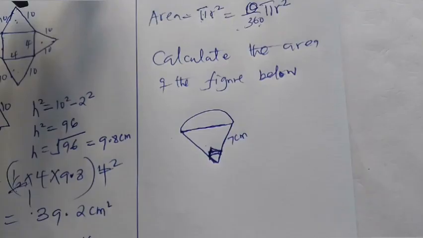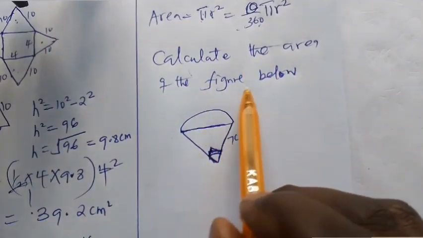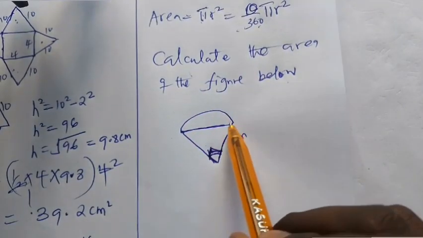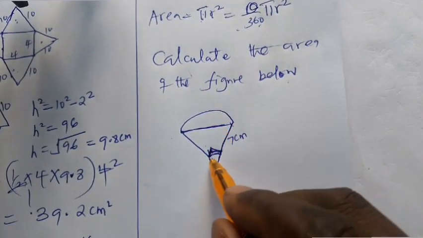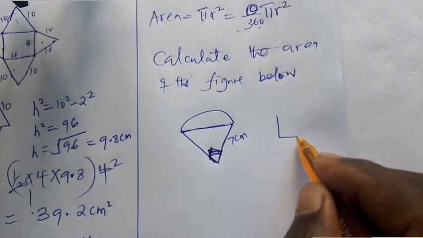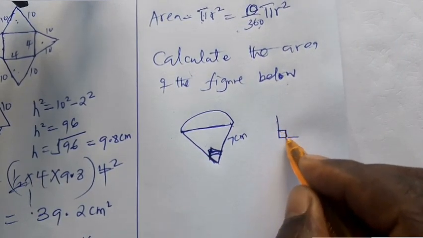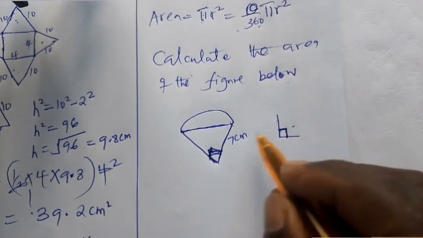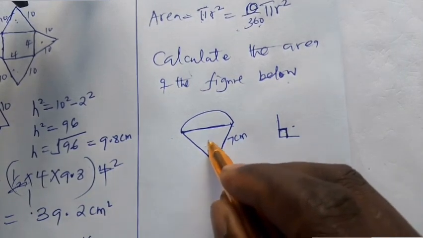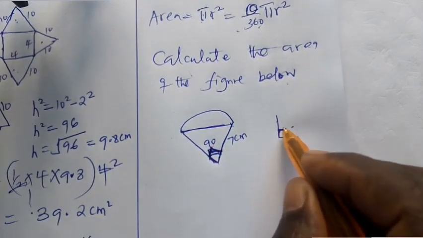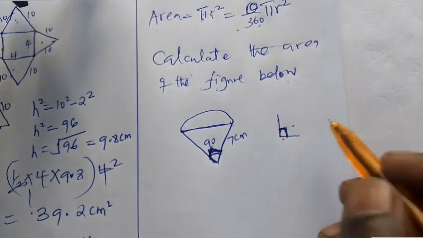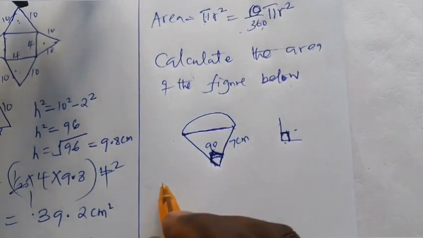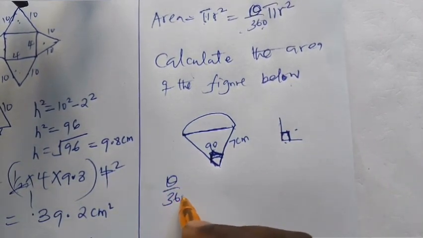Calculate the area of the figure below. This is the figure. They have given us the radius and they have put something here. Whenever you see this sign, it shows that it is 90 degrees. Therefore, the angle subtended at the center is 90 degrees. Whenever you see a perpendicular, it means 90 degrees. So we apply the formula theta over 360 pi r square.